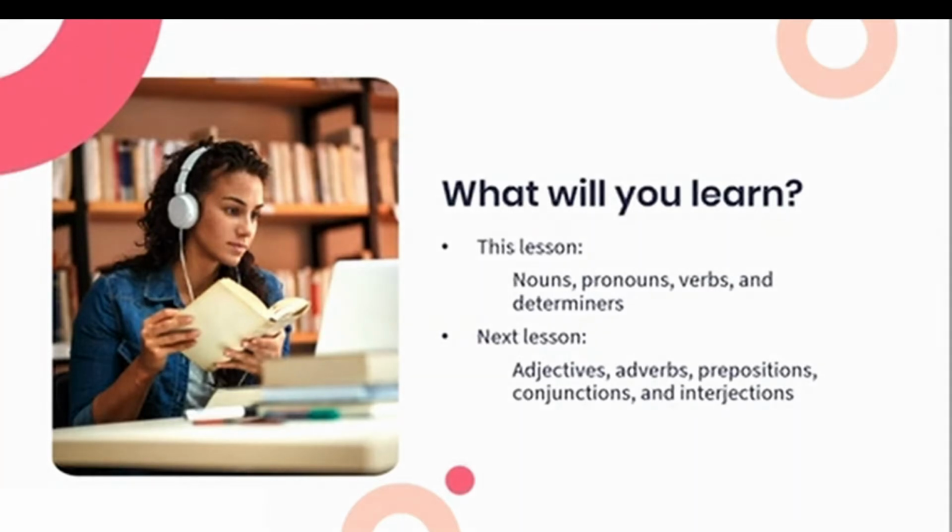All of these parts of speech are critical to achieving a good score in the IELTS tests. So I hope to see you at the next lesson too.